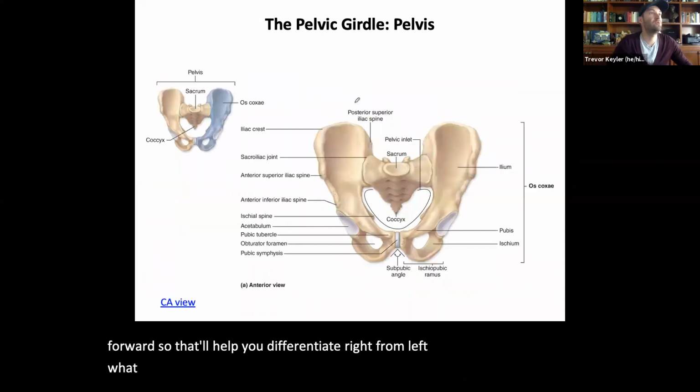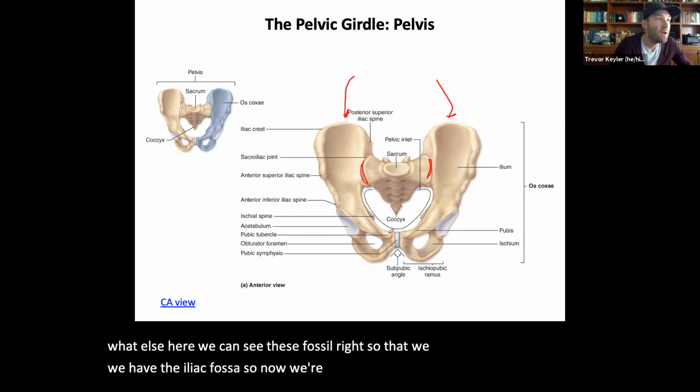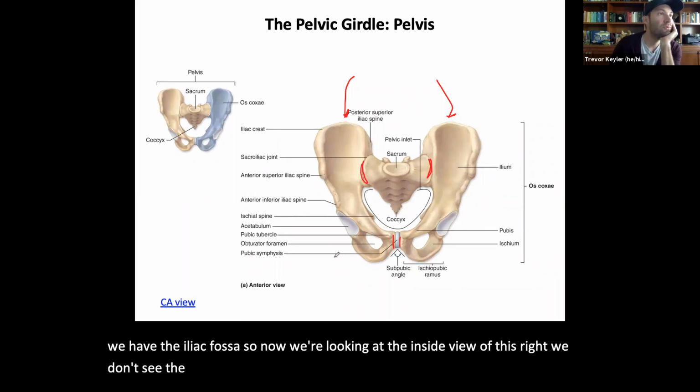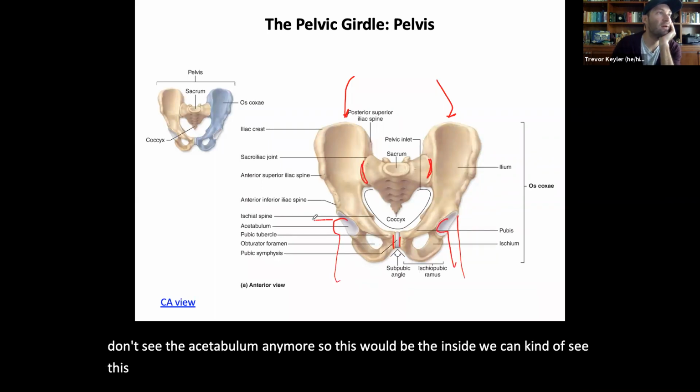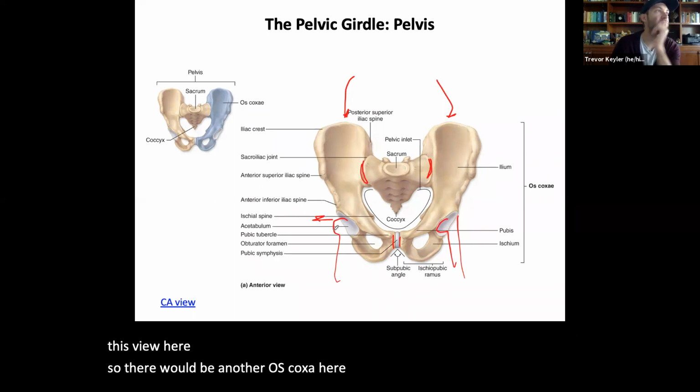So let's look at these two os coxa together now, so we can see right and left. And here we have that sacrum in between. And this is that surface I was talking about that interacts with the sacrum, where we have that rough area. And this is where the pubis bones come together here. Another rough area that we saw in that previous slide. I think there's your acetabulum here, where the head of the femur inserts. So that's located laterally. Okay.